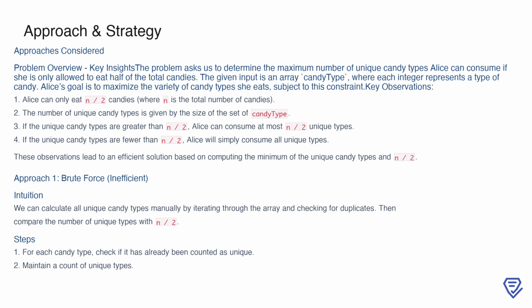From these insights, we can conclude that if the number of unique candy types exceeds n/2, Alice will only be able to consume n/2 unique types. Otherwise, if the unique candy types are fewer than n/2, Alice can eat all of them. This leads us to a simple solution: compute the minimum between the number of unique candy types and n/2. With this understanding, let's explore different approaches to implementing the solution.